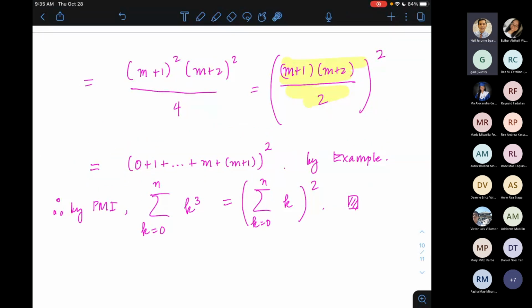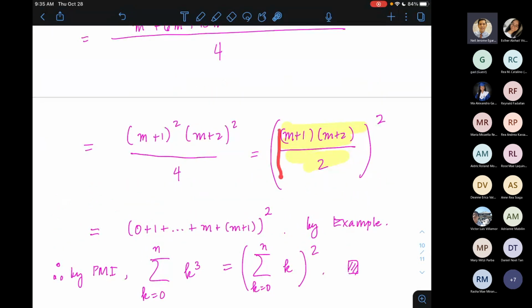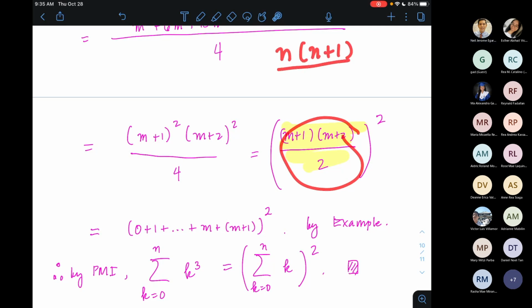Okay. So, ayan, balikan natin. Medyo tricky nga ito, no? So, tingnan nyo itong nasa loob ng square, yung m plus 1 times m plus 2 all over 2. Sabi nga ni Rhea, ito ay kamukha nung n times n plus 1 all over 2, right? Tapos alam natin yung n times n plus 1 all over 2, siya yung sum mula kay 0 hanggang kay n.